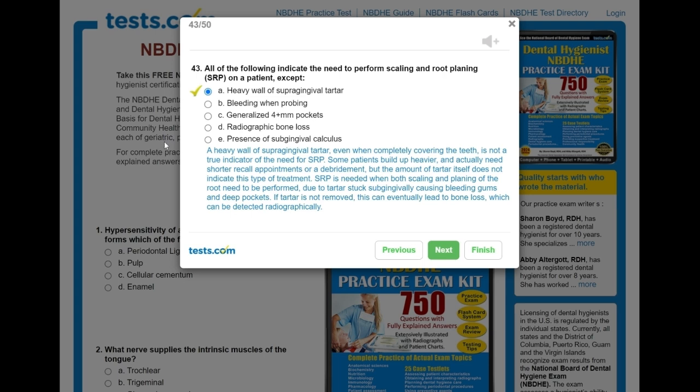A. Heavy wall of supragingival tartar. A heavy wall of supragingival tartar, even when completely covering the teeth, is not a true indicator of the need for SRP. Some patients build up a heavier amount and actually need shorter recall appointments for a debridement, but the amount of tartar itself does not indicate this type of treatment. SRP is needed when both scaling and planing of the root need to be performed due to tartar stuck subgingivally, causing bleeding gums with deep pockets. If tartar is not removed, this can eventually lead to bone loss, which can be detected radiographically.